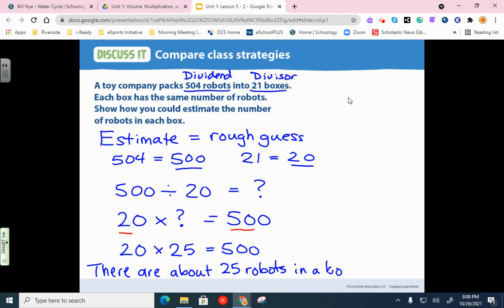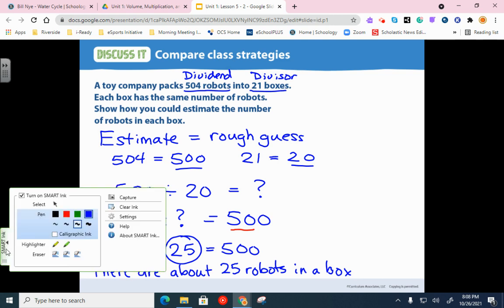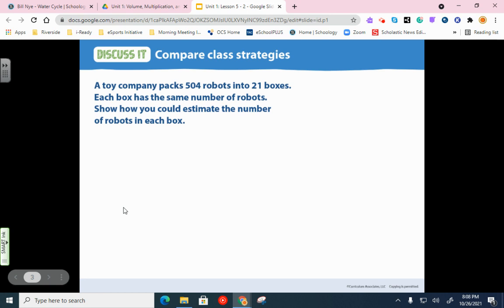Now, is it the exact answer? Well, we don't really know because we're not really looking for that. But the 25 here, that's supposed to be our quotient, our answer for that. So there's about 25, but it's a heck of a lot easier to try to find what you can multiply times 20 to get 500 than what you multiply times 21 to get 504. So keep that in mind. All right, so there's a lot of the heavy work here. Let's turn the page.